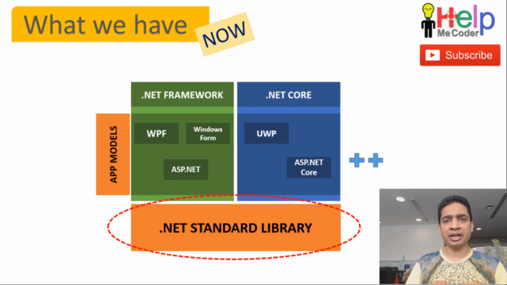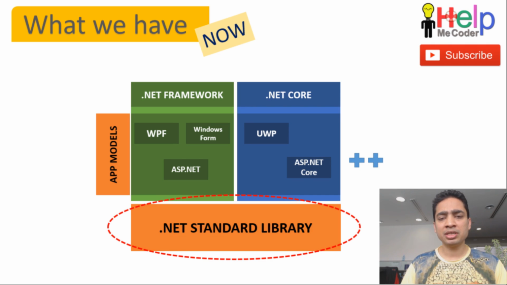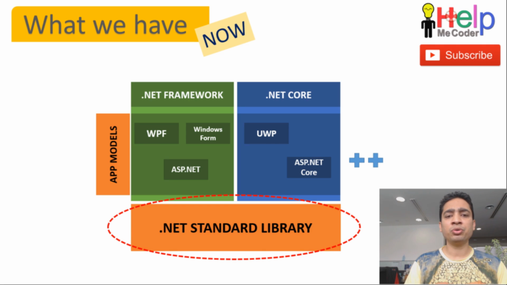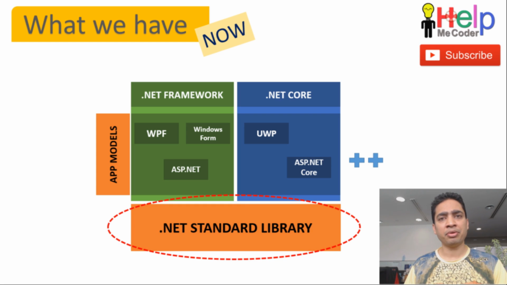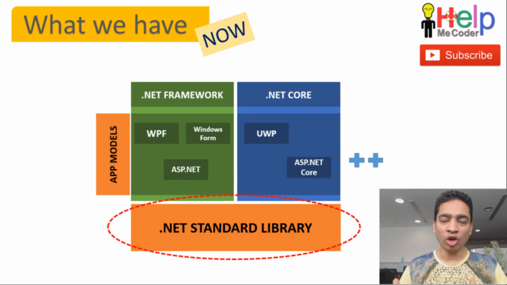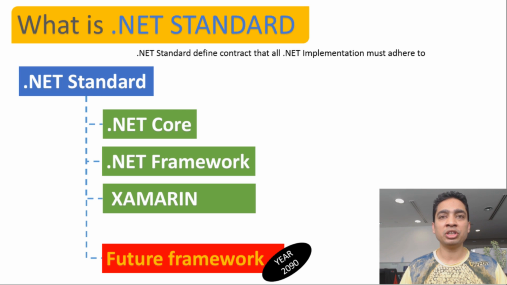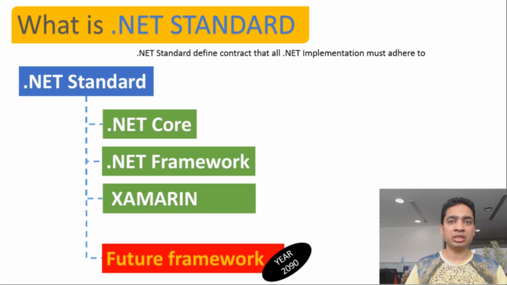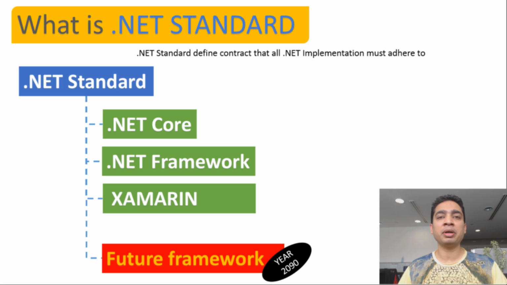This is the .NET Standard library, which unifies the whole base class library layer. Now every platform that comes up will have to adhere to this base class library, which is the .NET Standard library. So what is .NET Standard? .NET Standard is a set of APIs that all .NET implementations must adhere to. It is basically a contract that all .NET implementations must implement, so any new .NET implementation in the future must implement that contract.